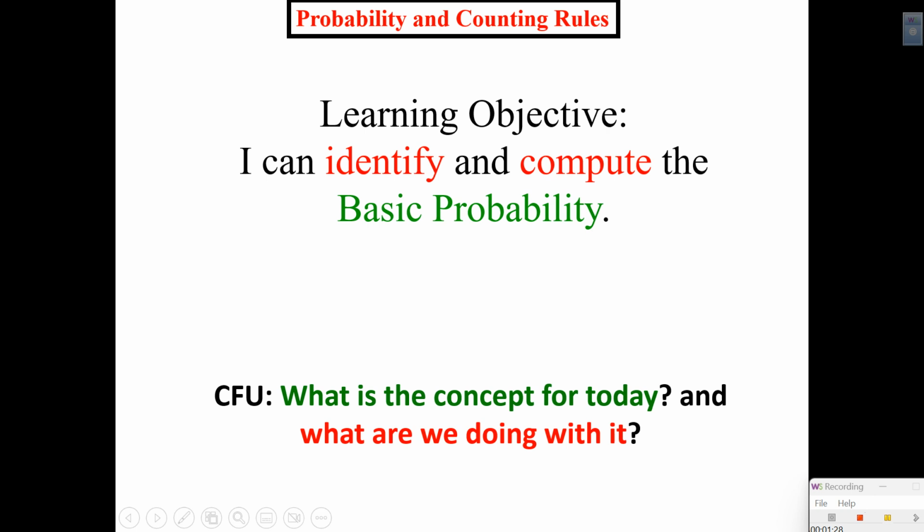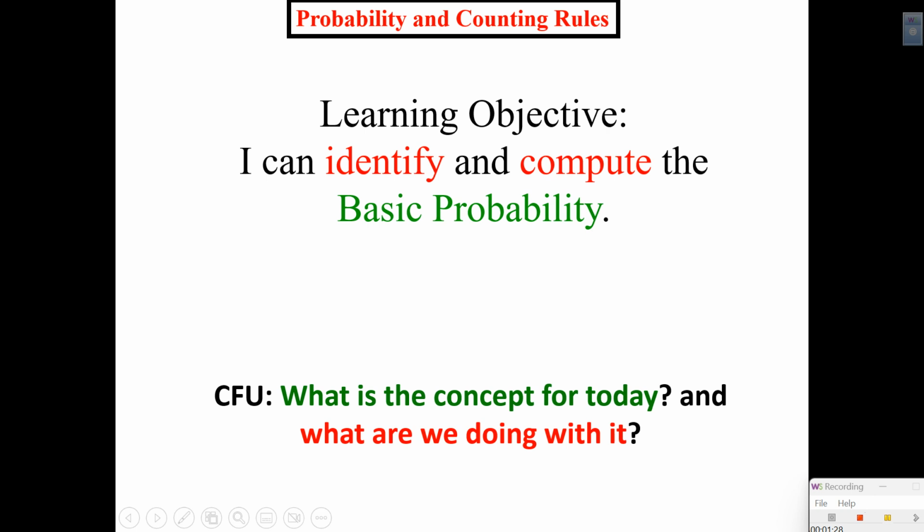Remember when we started with probability, you said, oh yeah, I know the definition of probability. So turn to your neighbor, let them know what a definition for probability is. What is probability? All right, JC, what's probability? The chance of an event occurring. Yes, the chance of an event occurring.